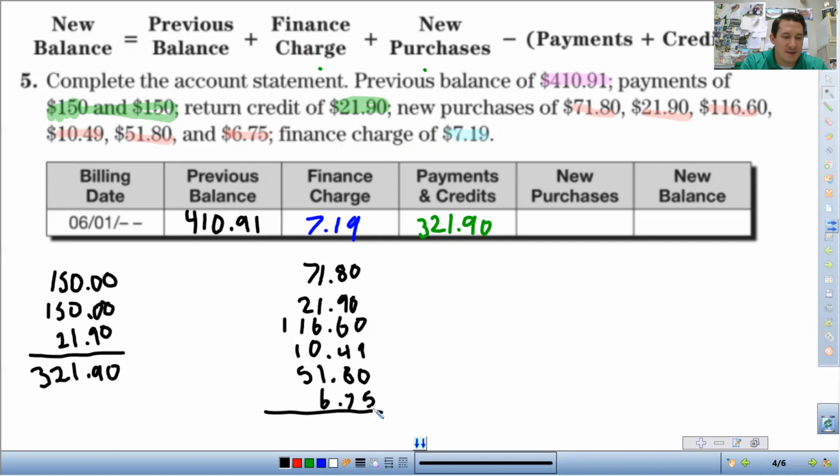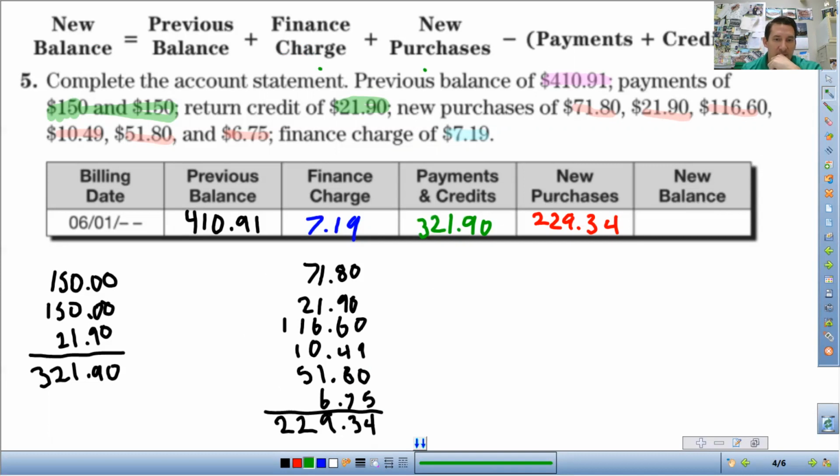I need a calculator for that. So 71.0 plus 21.9 plus 116.6 plus 10.49 plus 51.8 plus 6.75 all comes out to $229.34. So $229.34. So those are the new purchases.